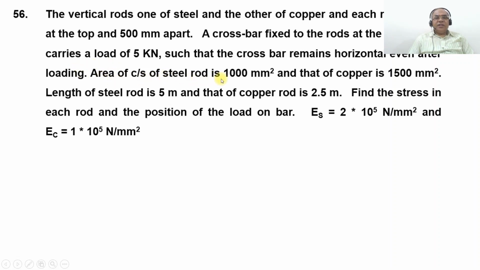Area of cross-section of the steel rod is 1000 mm square and that of copper is 1500 mm square. The length of the steel rod is 5 meters and that of the copper rod is 2.5 meters. Find the stresses in each rod and the position of the load on the bar. Take Young's modulus of steel as 2 into 10 to the power of 5 Newton per mm square and Young's modulus of copper as 1 into 10 to the power of 5 Newton per mm square.